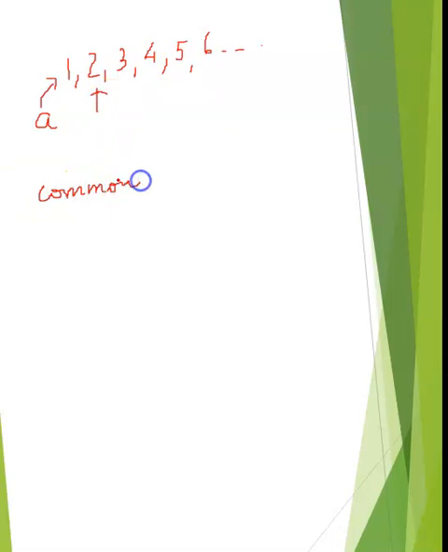Suppose I take this example and explain. If I take 1, 2, 3, 4, 5, 6, it can continue. So the first term a is 1, the second term is 2, the third term is 3, 4, this way. Now if I take the common difference, what do you mean by this common difference?